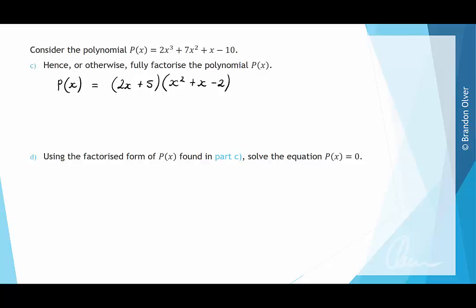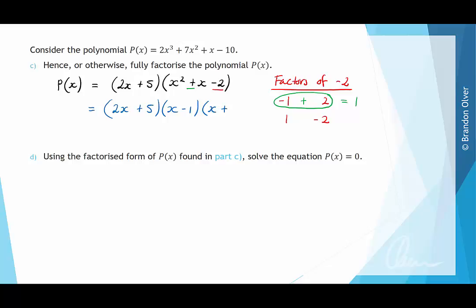So what we do is we look for the factors of negative 2, and they will be negative 1 and 2, and 1 and negative 2. And we want these to sum up to be the coefficient of the b term, which is plus 1. So when we add these two together, we get plus 1. So this is the pair of numbers that we can use to factorize that quadratic. So p of x can be written as 2x plus 5 multiplied by x minus 1 times x plus 2, where the minus 1 here is that minus 1 there, and this 2 is that 2 there. So that is the fully factorized form of p of x.